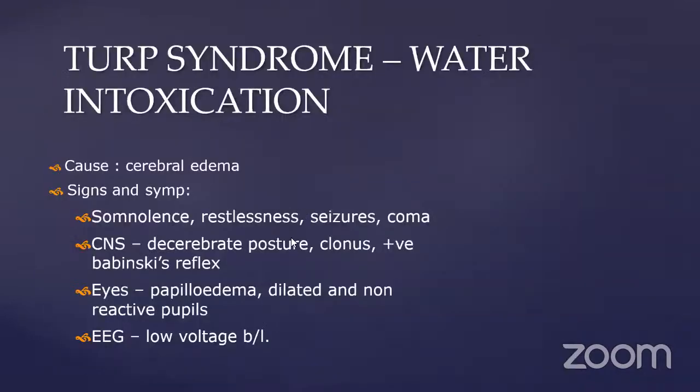TURP syndrome, or water intoxication syndrome, causes cerebral edema. Signs and symptoms: the patient becomes restless, seizures can occur, and the patient can ultimately land in coma. In the central nervous system, decerebrate posture and clonus seizures can occur. Positive Babinski's reflex is present. In the eyes, papilledema can occur due to cerebral edema, and dilated and non-reactive pupils may be present. On EEG, a low voltage complex is seen.